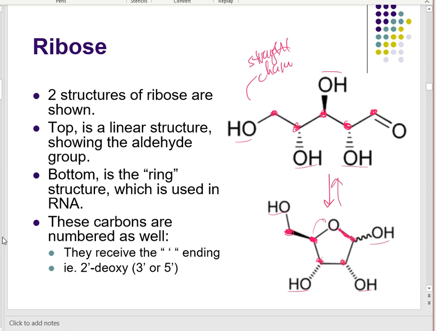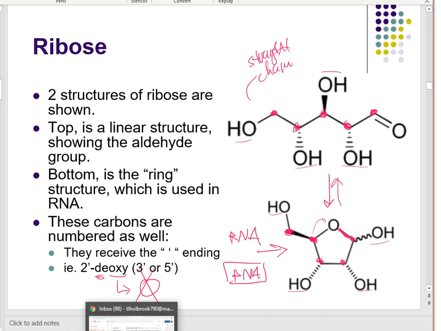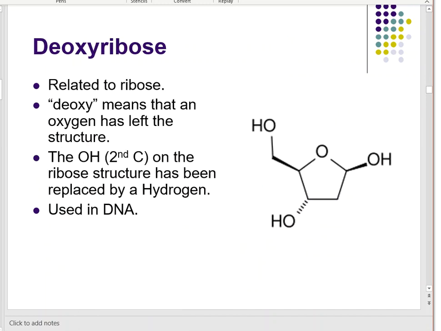Down at the bottom, the ring structure. This is really one of the fundamental building blocks of RNA, ribonucleic acid. But think about DNA. DNA was deoxy. So what does deoxy mean? Deoxy means that we lose an oxygen. Which one do we lose? Well, here is deoxyribose. That's pretty easy to see, I hope.